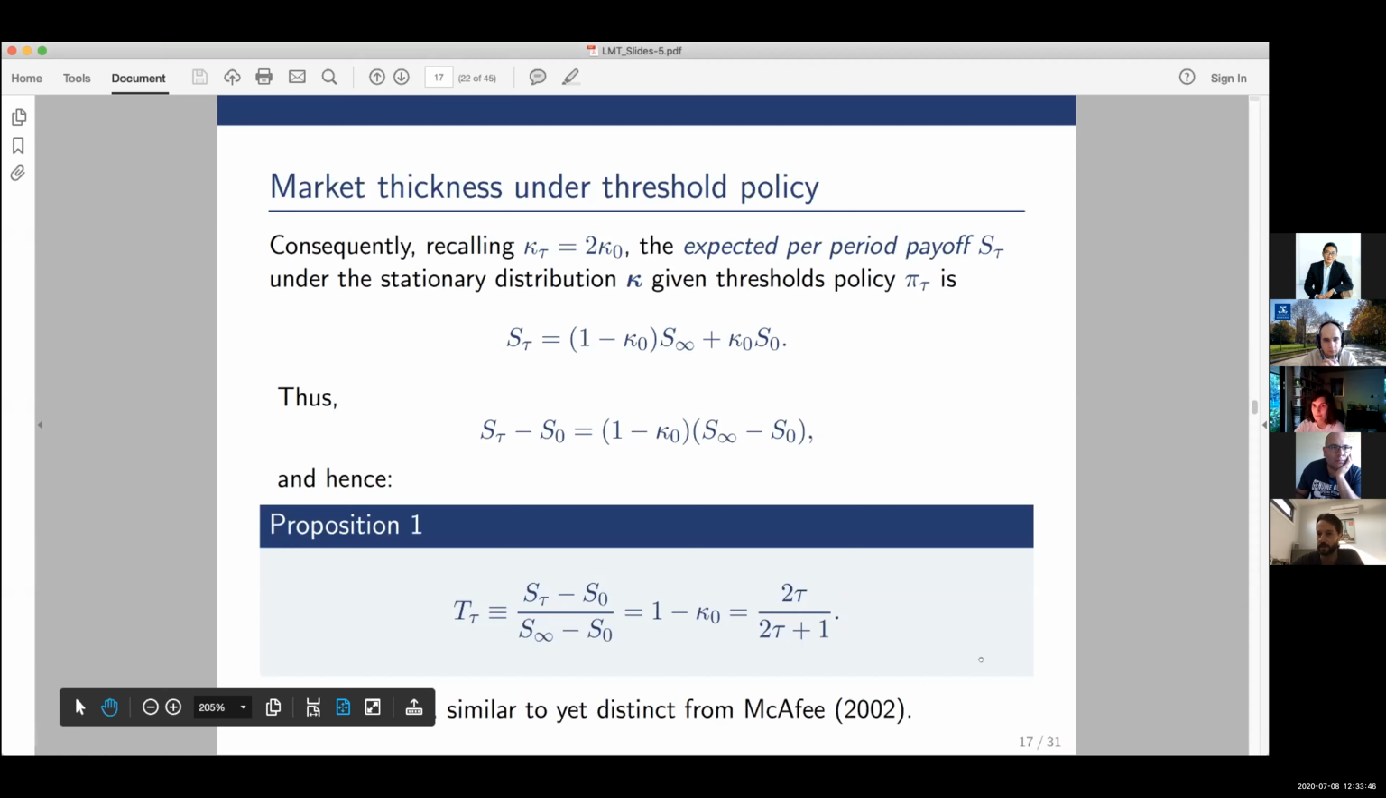I think it's similar in spirit, although quite different in nature, to McAfee's result that with positive assortative matching and a continuum of buyers and sellers, to get an efficient allocation, you would have to have infinitely many classes where you match the highest value buyer, the highest type woman to the highest type man, etc.